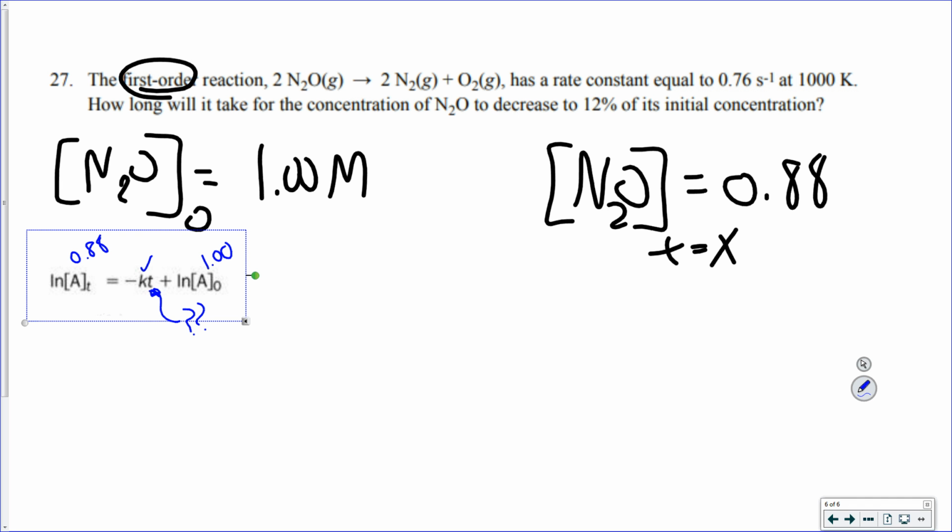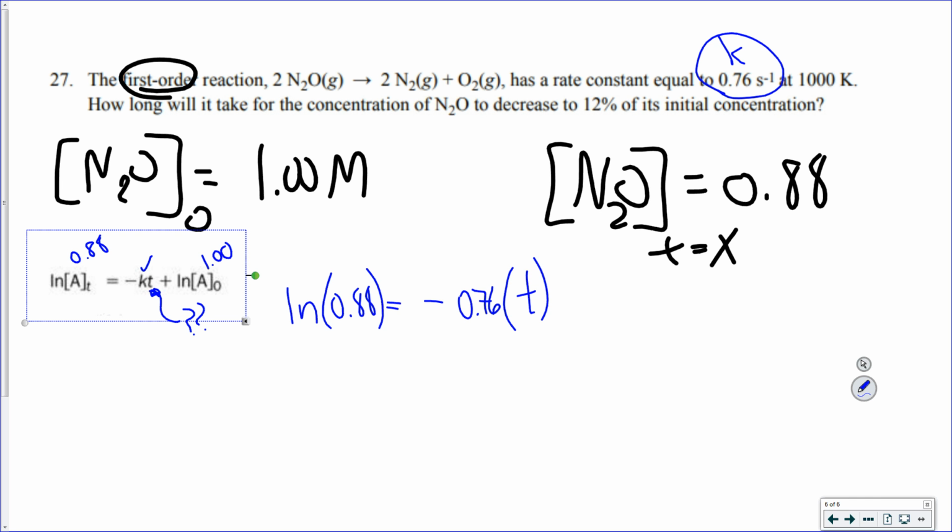Okay, so I just put the equation up. This is my value for K, and I'm going to solve for the variable of time. So start by just putting in the numbers. The natural log of 0.88 is equal to negative, and the value of K is 0.76, times time, which is the variable I'm looking for, plus the natural log of 1. That's the initial concentration.